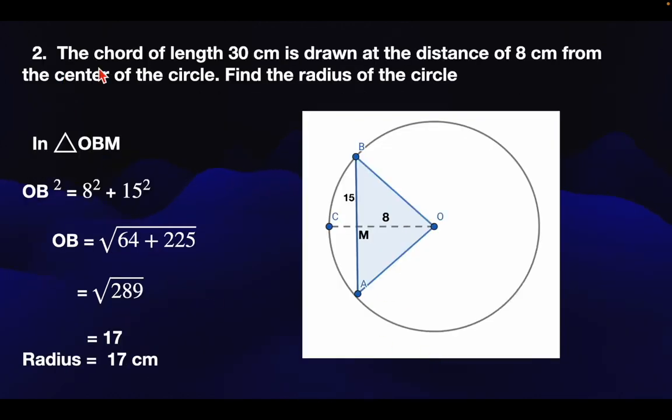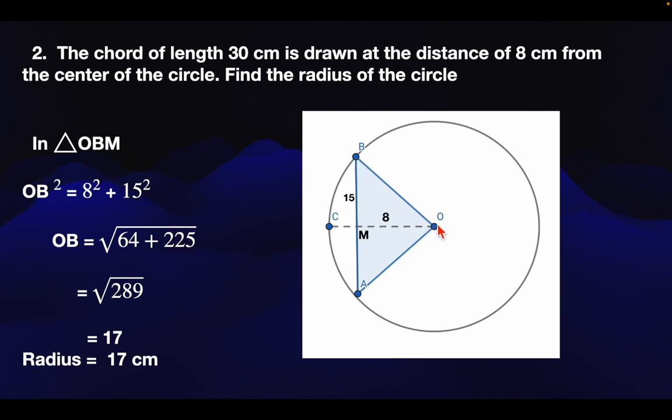Second sum. A chord of length 30 centimeter is drawn at a distance of 8 centimeter from the center of a circle. Find the radius of the circle. So here the length of the chord is 30 centimeter. So this portion will be 15 centimeter. This is the perpendicular drawn on the chord, and that is 8 centimeter from the center. So this OM is 8 centimeter.